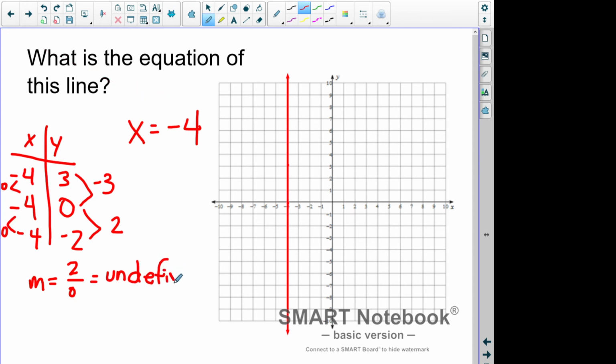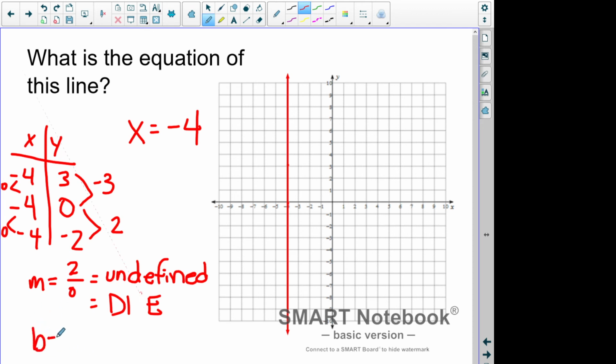Right? That math operation of dividing by 0 is not a valid math operation. That operation has not been defined mathematically. In MyOpenMath, when you type that in, what we type in is DNE, for does not exist. Okay? So it does not exist. And the same thing with our b value.